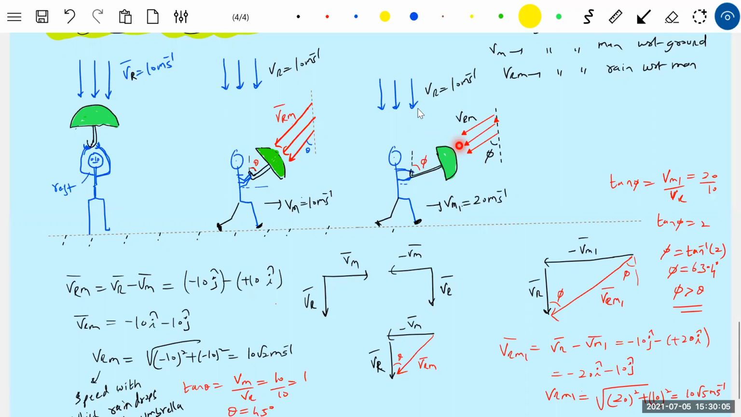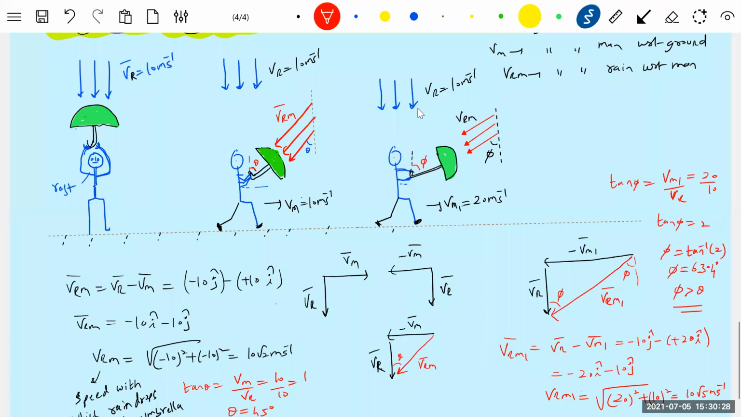When you start moving, the raindrops will wet the front part of your body, and the behind will be dry, and sometimes your head also will be dry. Only the front part will be wet. The reason is this one. If you decrease speed, the raindrops will strike your head again. If you increase speed, the raindrops will come and strike here.